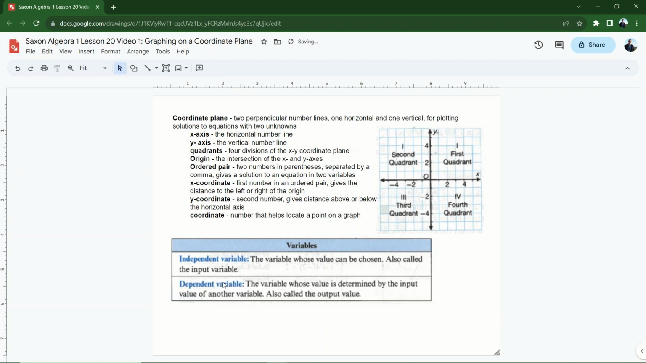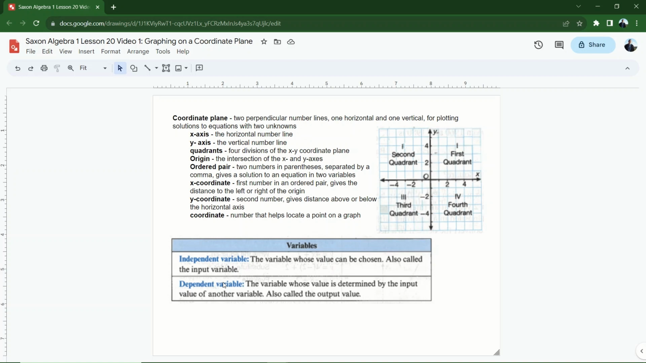We call that the dependent variable. The variable whose value is determined by the input value of another variable, also called the output value. Now let me give you another example that's a little more clear as to me being in control of something. Maybe I think that if I drink more water during the day, I'm going to be able to do my homework faster because my brain is going to work better. I'm going to think more clearly.